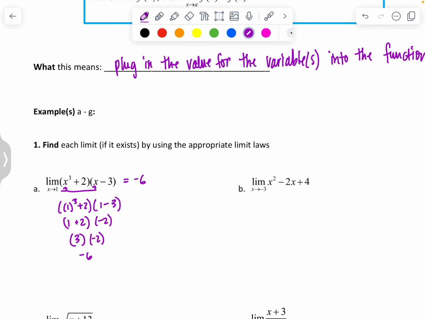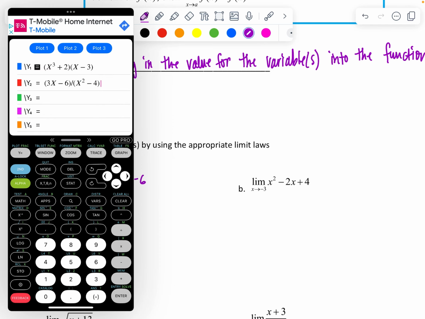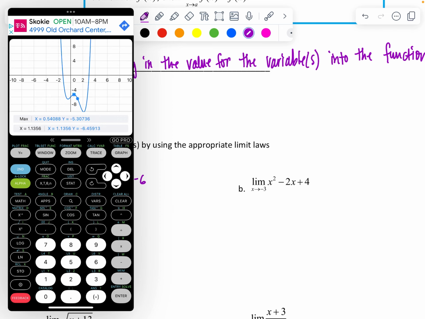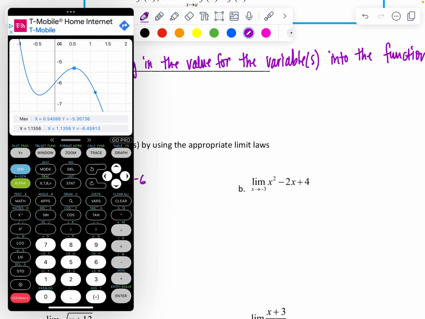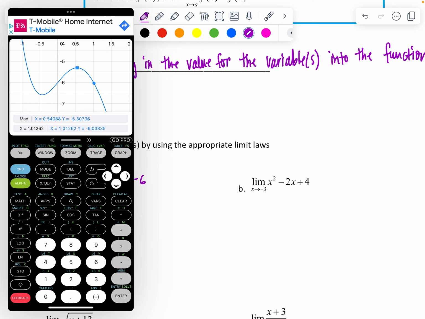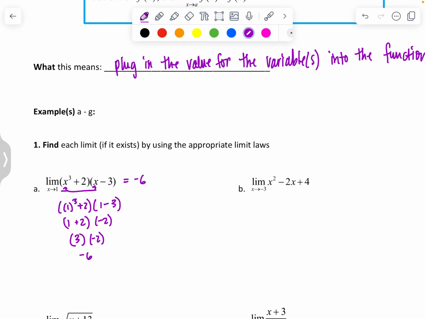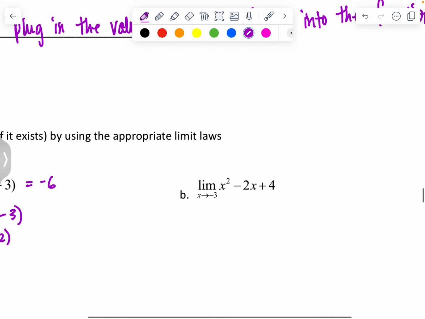Okay? Now, if you don't believe this, we can pull up the graph. And here we have this function, written on that first line: x cubed plus 2 times x minus 3. We graph this and zoom in around x equal to 1. You can clearly see points at about negative 6, coming in from both the left and the right. It approaches negative 6. So that is one way you can double check that this limit approaches negative 6 at x equal to 1.